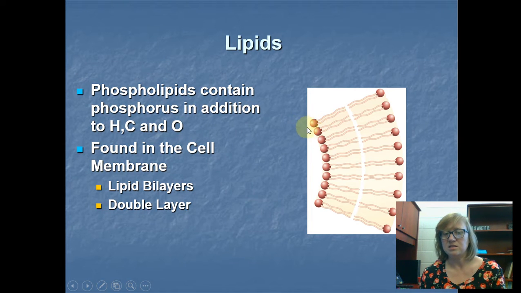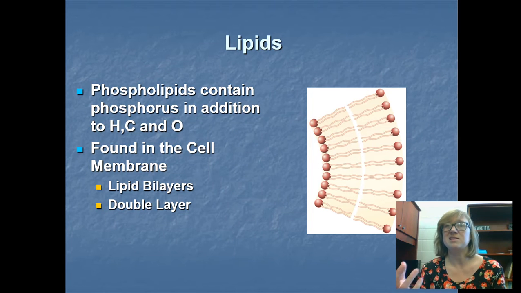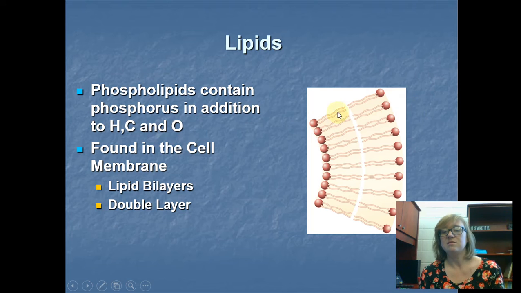What happens is the circle part, the head, where the phosphorus is, is polar. That means it's got kind of a differing charge, which makes it attracted to water. But the tails, they're the fatty acids, and they're nonpolar. They don't mix with water. They don't like water. So the tails are attracted to each other, and the heads are attracted to water. So in here would be water, and out here would be water, and in between you have this fatty layer. So this could form a circle, like a bubble.